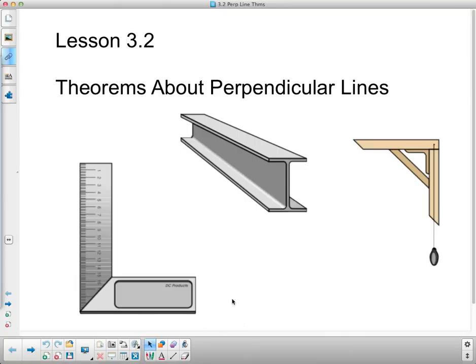Go. Theorems about perpendicular lines. Those of you that want title, anyone need that? Doing okay?